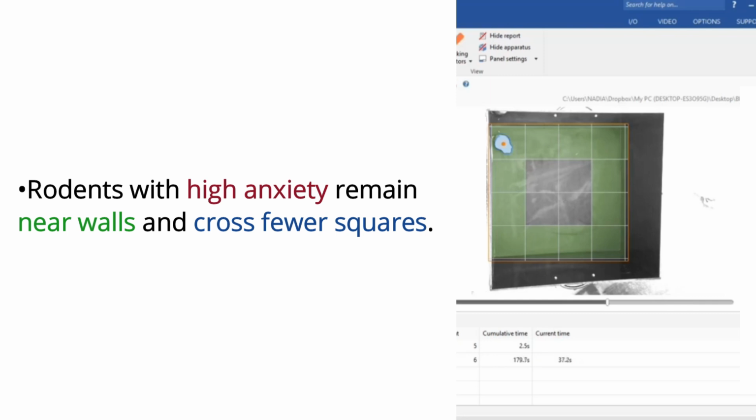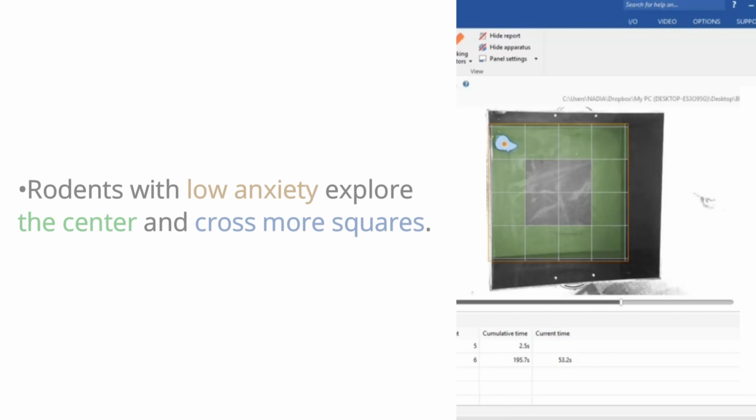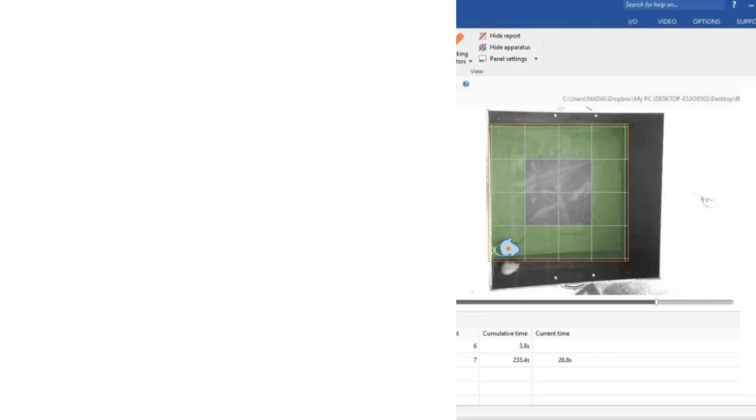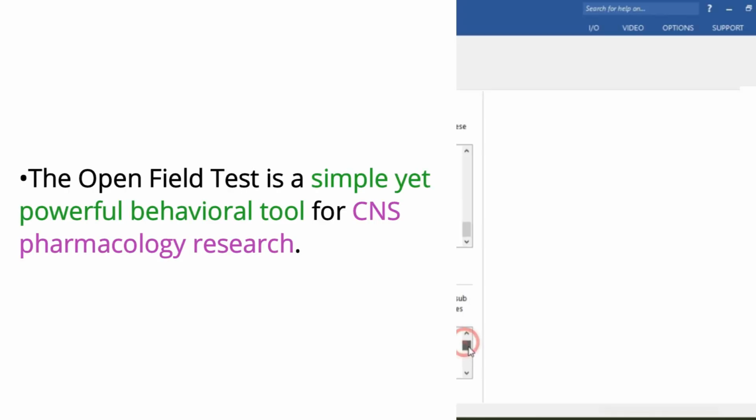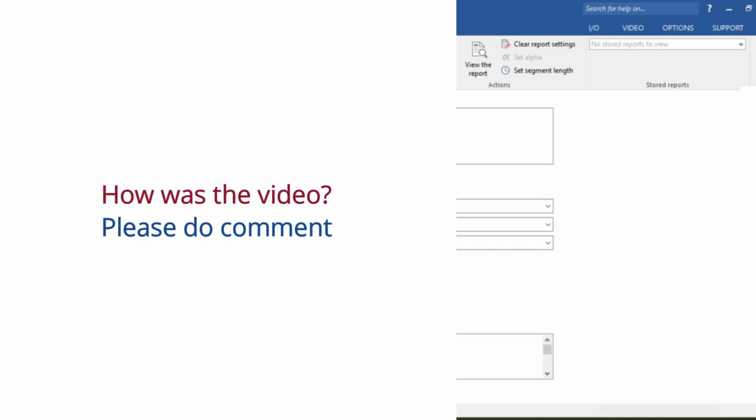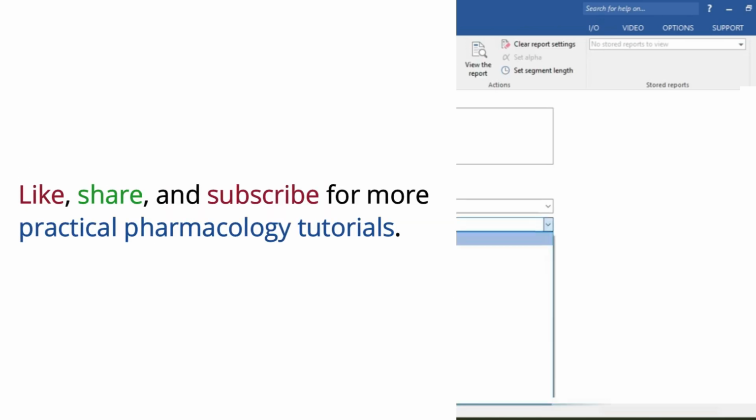So ultimately, rodents with high anxiety remain near the wall and cross fewer squares. So these things you have to remember. Rodents with low anxiety explore the center and cross more squares. By this you can compare whether the animal is in anxiety or not. So the open field apparatus is a simple and powerful behavioral tool for CNS and pharmacological research.